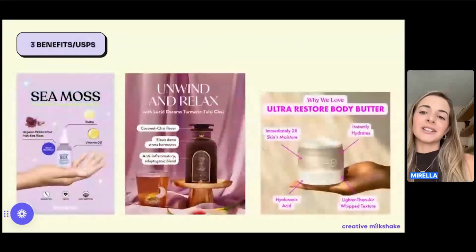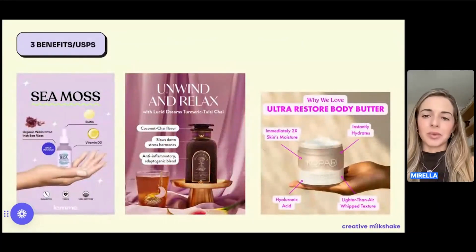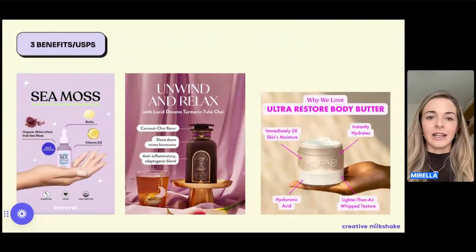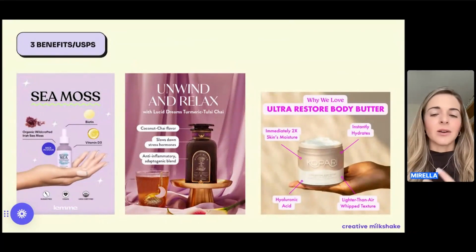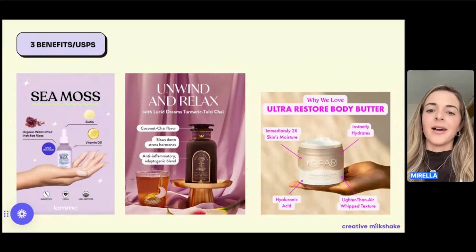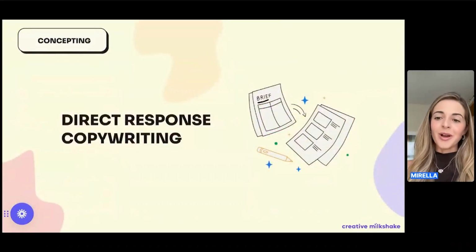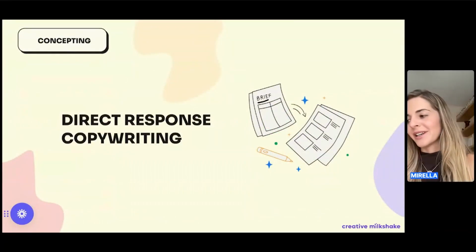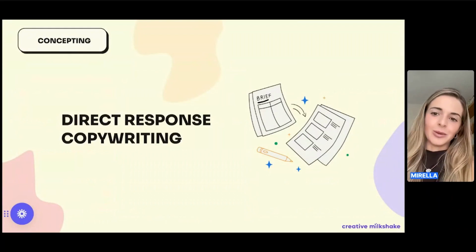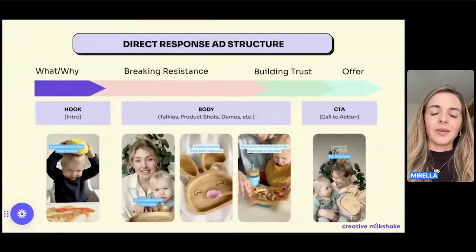And then last but not least, also a super easy one to make, taking a beautiful product photo and highlighting either the 3 key benefits or ingredients or whatever it is, also tends to work really well. So you've picked your ad type, you've done all your research, you know the emotional motivator you're speaking to. Let's talk about direct response copywriting.